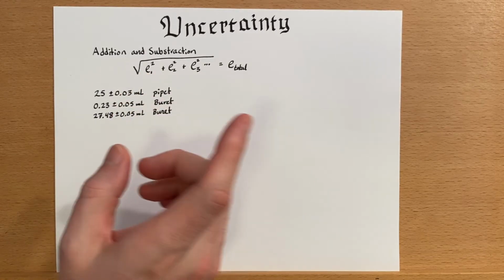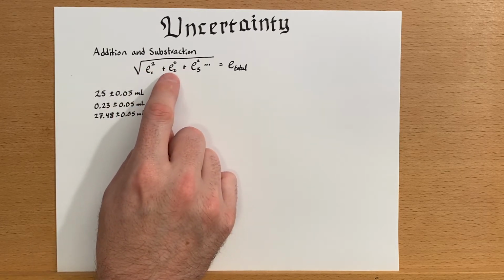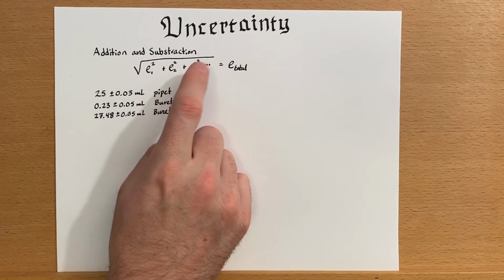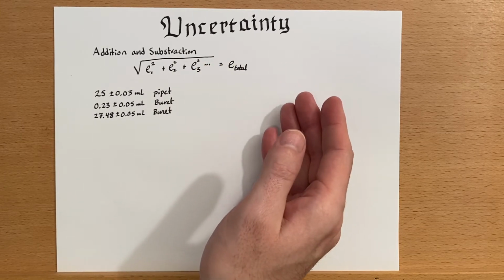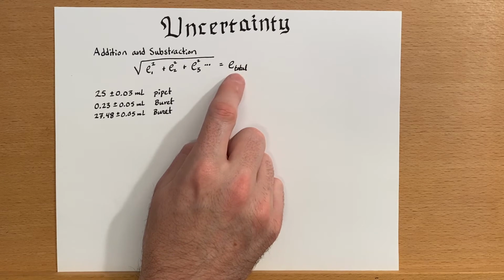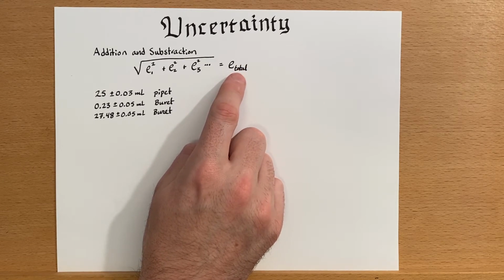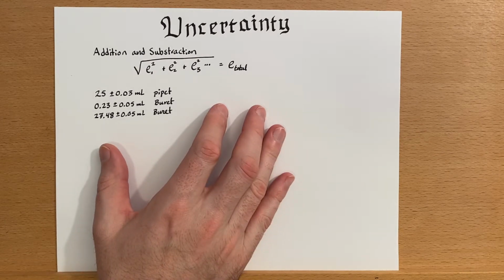But what we do is we take the absolute uncertainty for the first measurement, we square it, we add that to the square of the absolute uncertainty for another measurement, the third, and so on for however many measurements we have, and then we take the square root of that, and then that will be the new propagated error. So let's do a quick example on this.